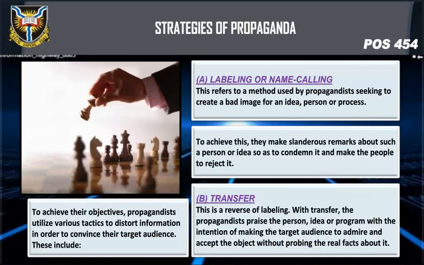Overt propaganda describes conditions in which the propagandist's identity and interests are known to the target audience. In contrast, covert propaganda is in play when the propagandist is unknown or disguised, as in instances of unsigned political advertisements, clandestine radio stations using false names, or statements by officials who have been secretly bribed.